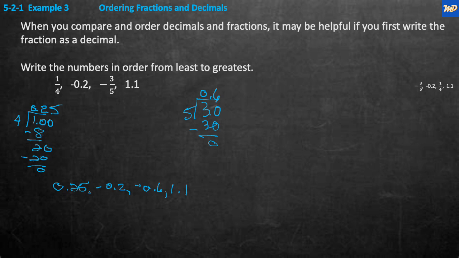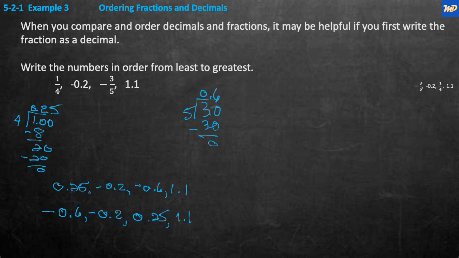So now if we order them, these two negatives are going to be at the far left side, and the two positives will be at the far right side. 0.25 is smaller than 1.1, and negative 0.2 is larger than negative 0.6. It goes closer to 0. So it's going to be like this. It's going to be negative 0.6. Then it's going to be negative 0.2. Then it's going to be 0.25. And then it's going to be 1.1.